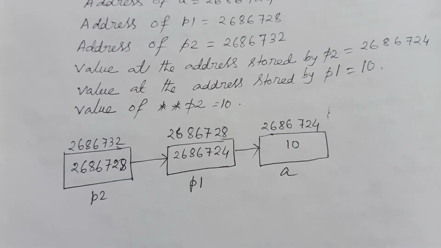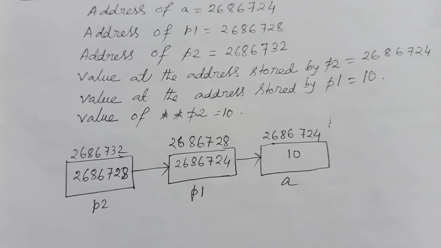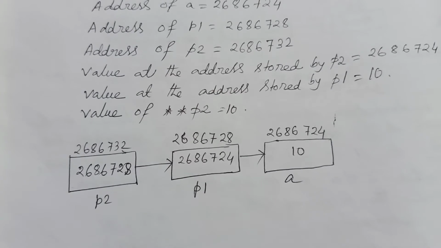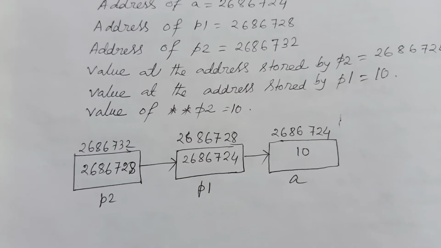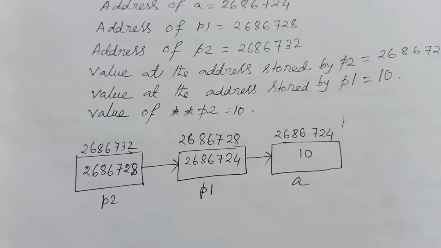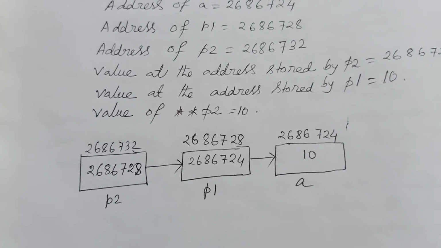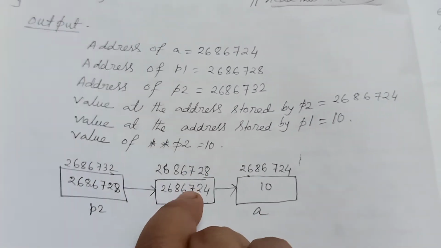So this is the pictorial diagram where A stores the value 10, P1 stores the address value of A, 26,86,724, and P2 stores the address value of P1, 26,86,728. Okay. Now pointer increments.